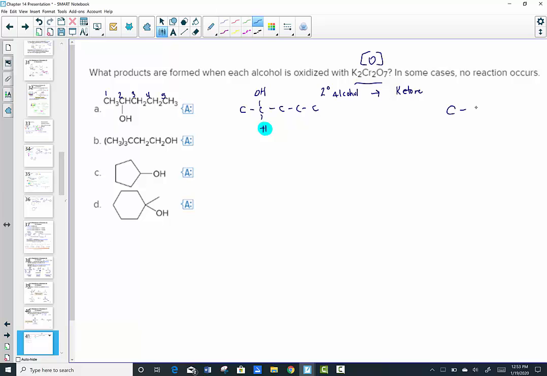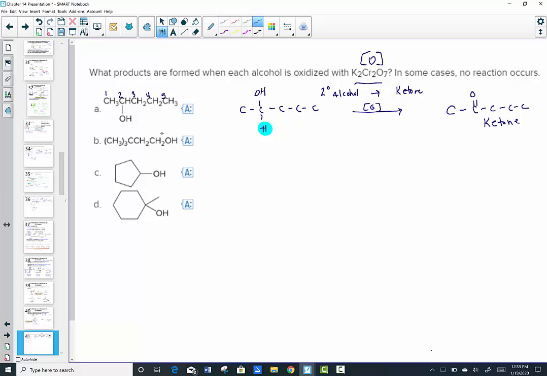So carbon 1, 2, 3, 4, 5. The oxidation, you can just see that is putting a little arrow and then the term oxidizing agent, K2Cr2O7, or just an O in a bracket to represent oxidation. The hydrogen bonded to the carbon that's part of the hydroxyl group is eliminated, and you create a double bond to the oxygen. So this is a ketone functional group. A secondary alcohol produces a ketone.